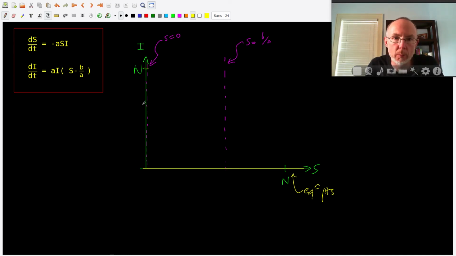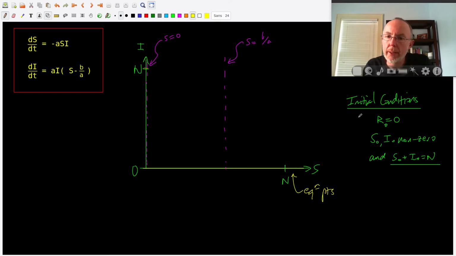We know the maximum population that we can have in any category is n, because that's the total population overall. Let's think about initial conditions for a second. At the beginning of an epidemic, you don't expect there to be anyone recovered from the disease. So I'm going to say that at the beginning, the number of recovered people is 0.